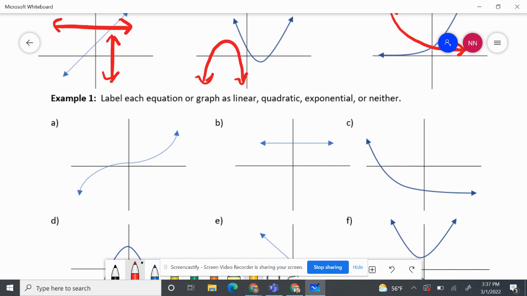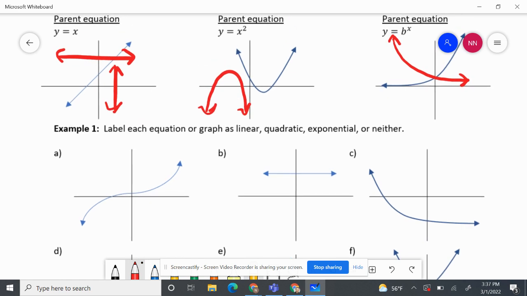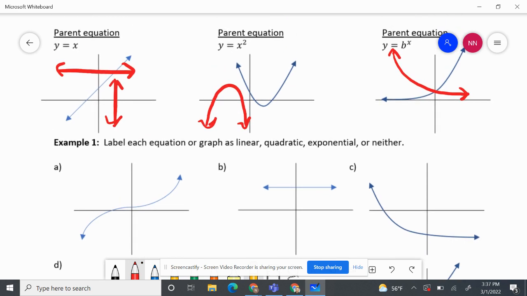For example 1, what we have to do is name the graph. Now, when we're looking at it, it's going to be one of those three, or we're going to state neither. So with this first one right here, it looks a little bit like exponential, but exponential would keep on going. This one goes back down. So we're going to call that neither. For the next one, we see that it's a straight line. So we're going to call that linear. And for the next one, it is exponential.